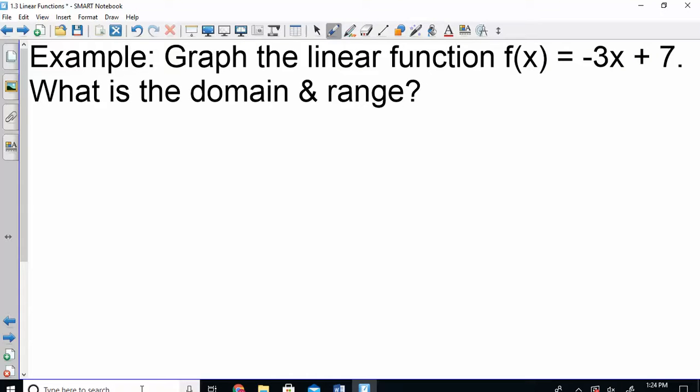Okay, let's look at this. So, if I asked you to graph this.